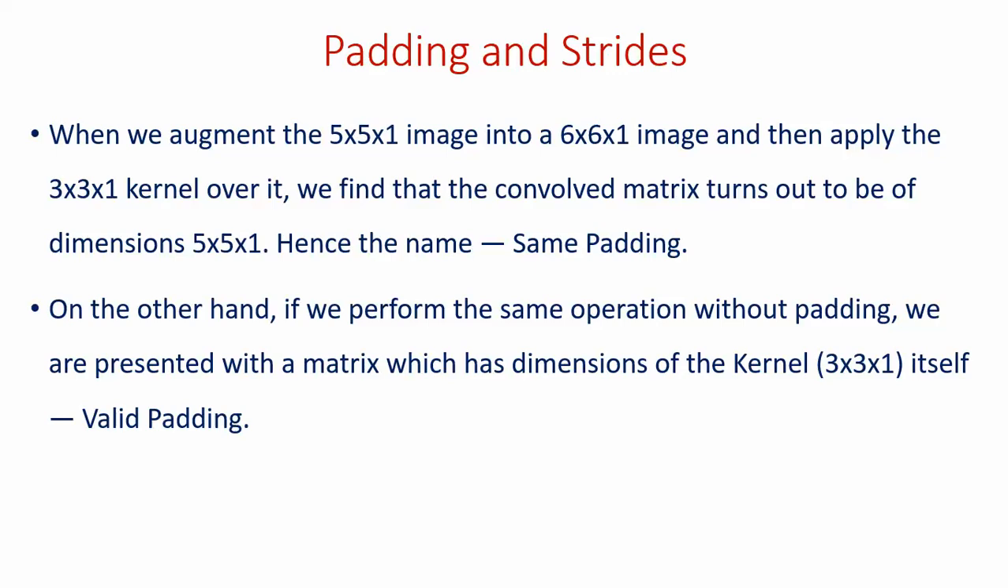How padding and strides perform: for example, we consider a 5 cross 5 image padded into a 6 cross 6 image, and then apply a 3 cross 3 kernel over it. The convolved matrix has dimension 5 cross 5, hence we call it same padding. On the other hand, we perform the same operation without padding, with a kernel of dimensions 3 cross 3, that means 3 cross 3 filters with stride 1, which is valid padding. So same padding, valid padding, let us discuss with an example.